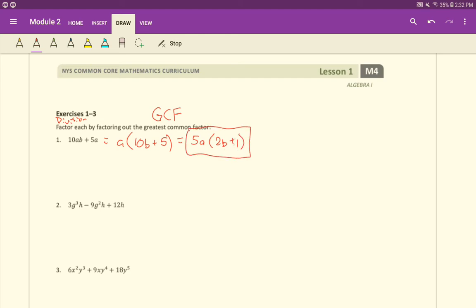Again, we know we're done because if you look at that 2b plus 1, there's nothing else in common to both those terms. The only thing that can now evenly divide both of those terms is a 1, and that's not going to change them at all. So that's our final answer.